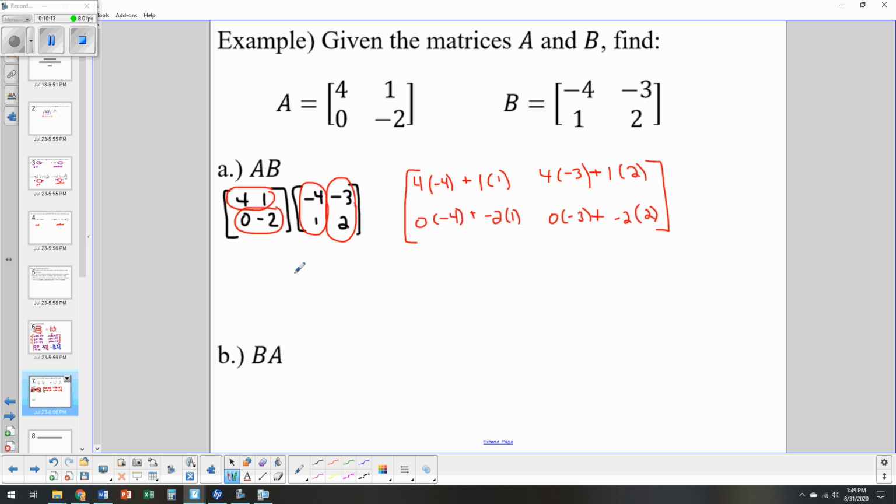All right, so now I'm going to start to do some of that actual just algebra. That's negative 16 plus 1. That's 0 plus negative 2. That's negative 12 plus 2. And that's 0 plus negative 4. So the product A times B is negative 15, negative 10, negative 2, negative 4.